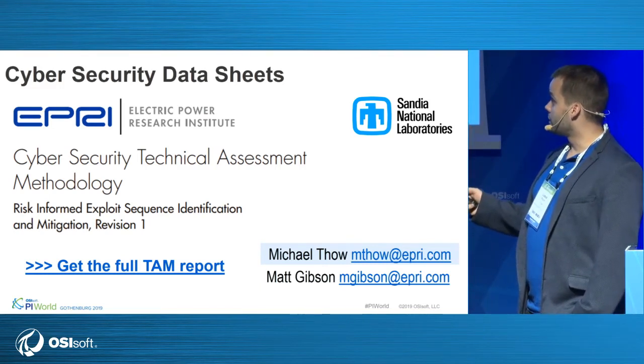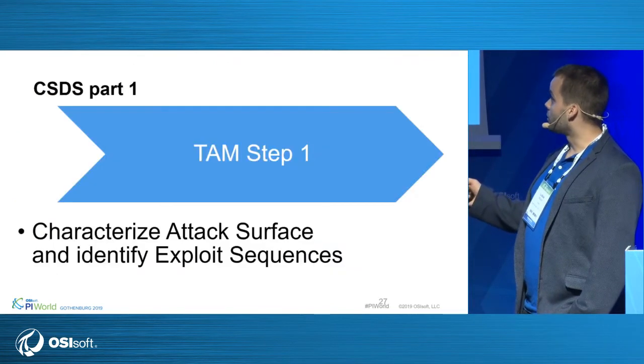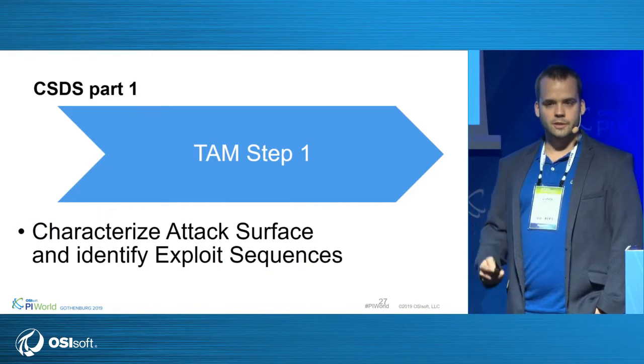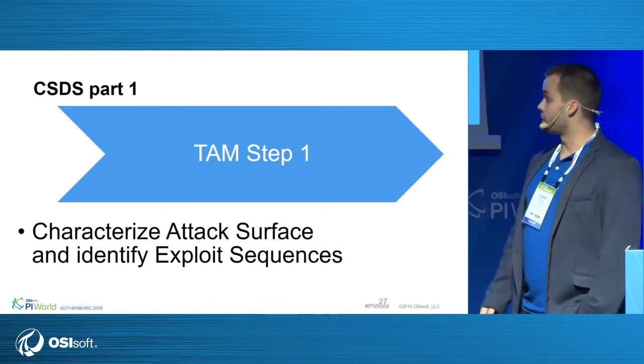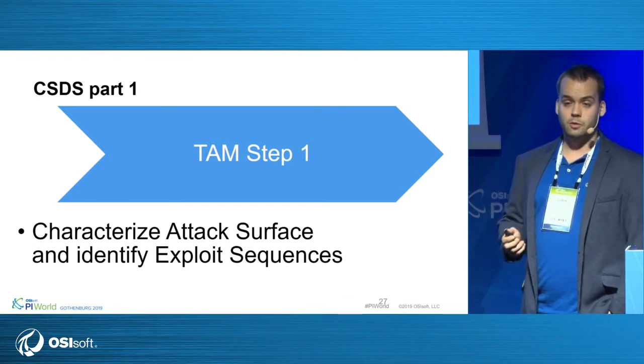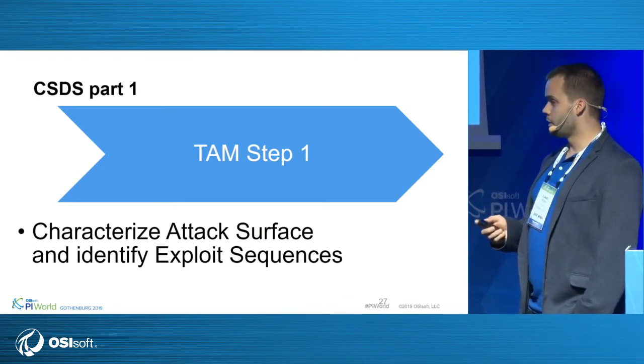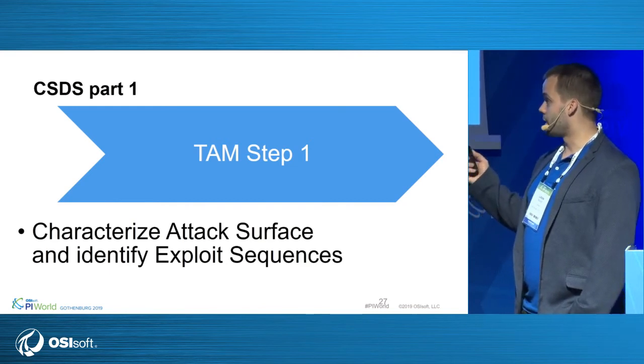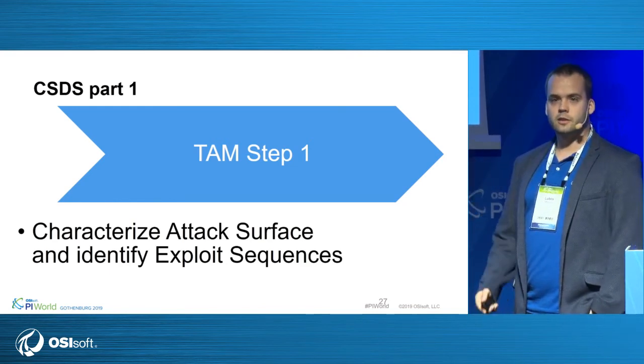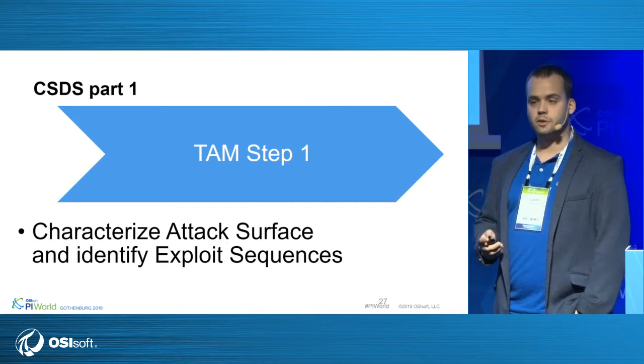Now, let's take a closer look at how this actually works. In total, there are 3 steps in this framework. In the first step, which is also the first half of our cybersecurity data sheets, our mission is to characterize the attack surface and identify exploit sequences.